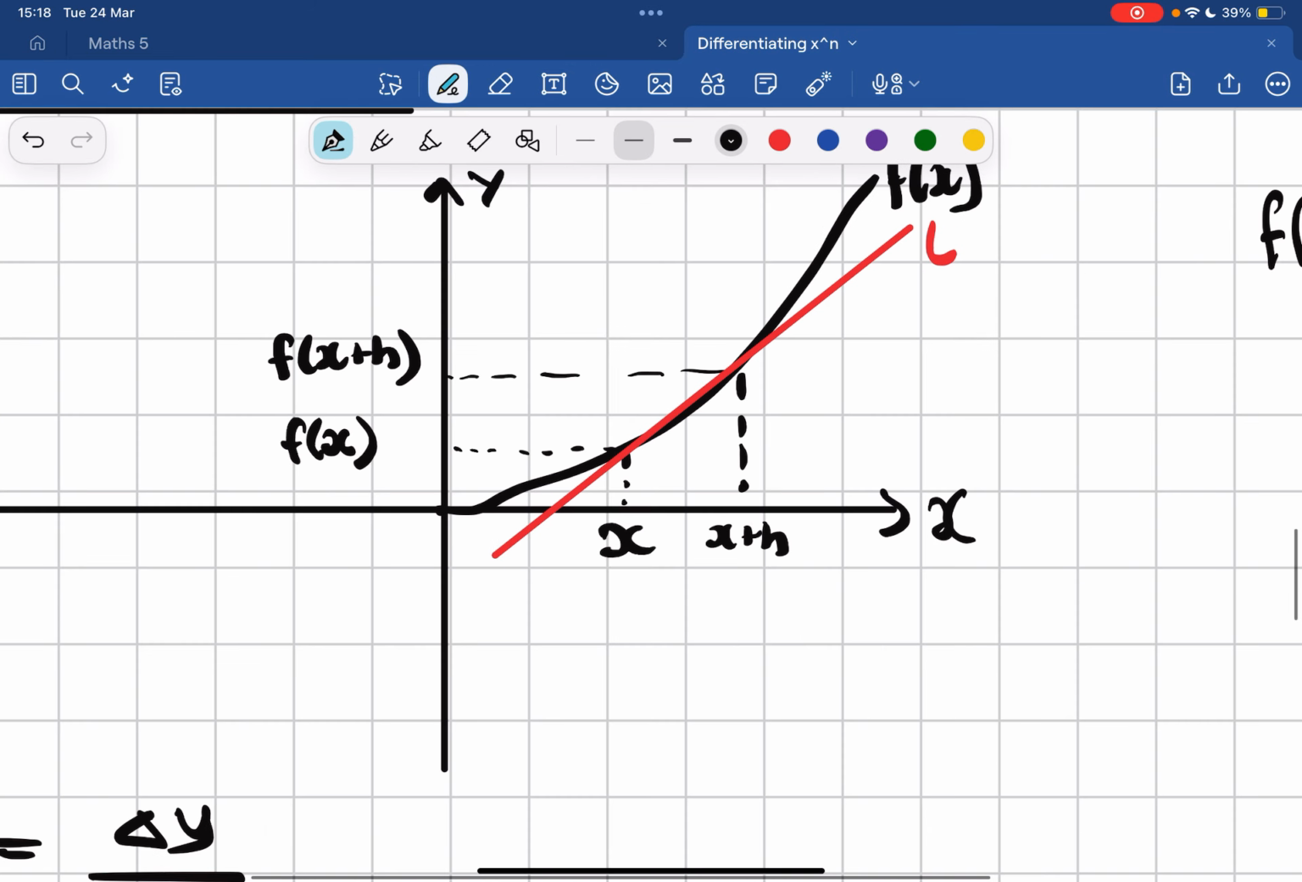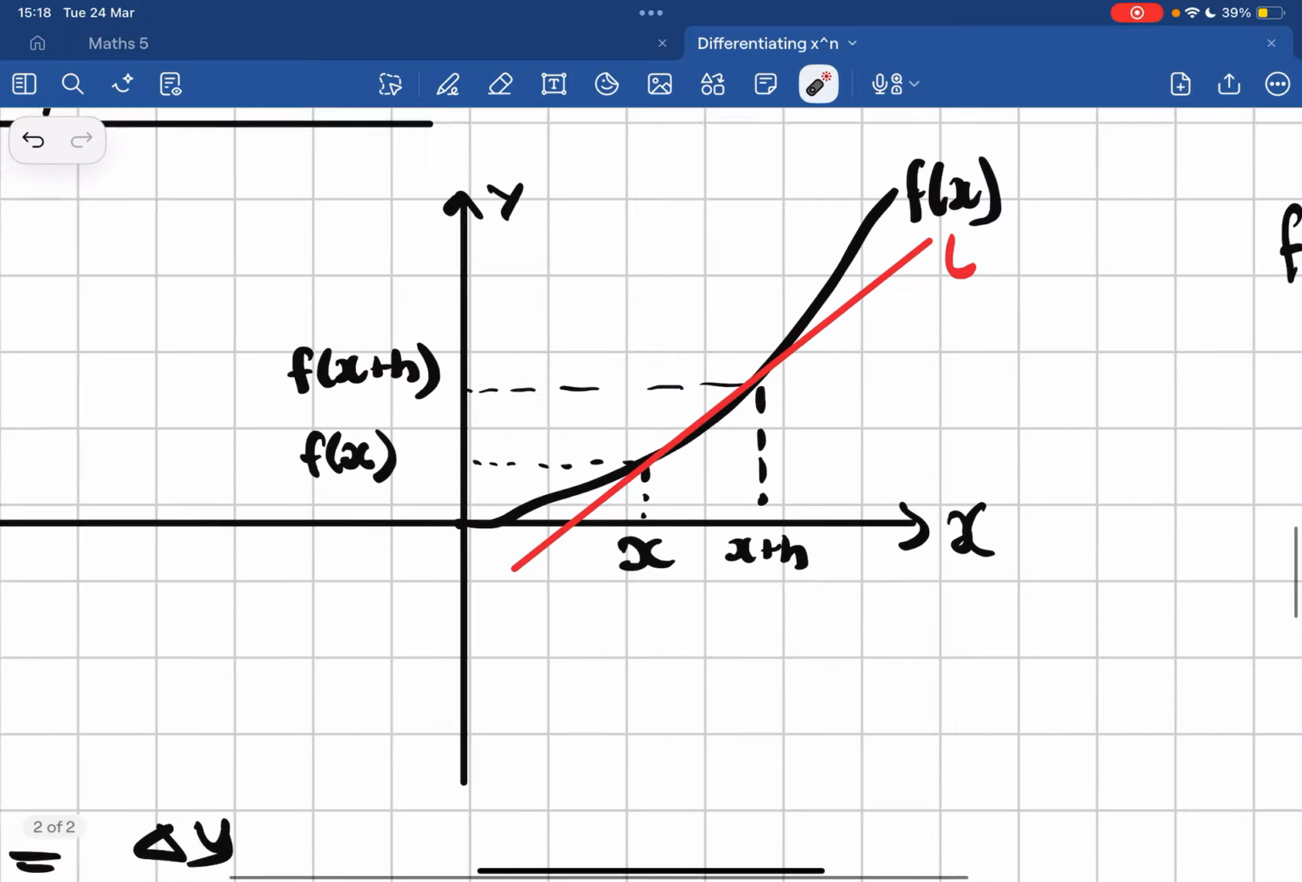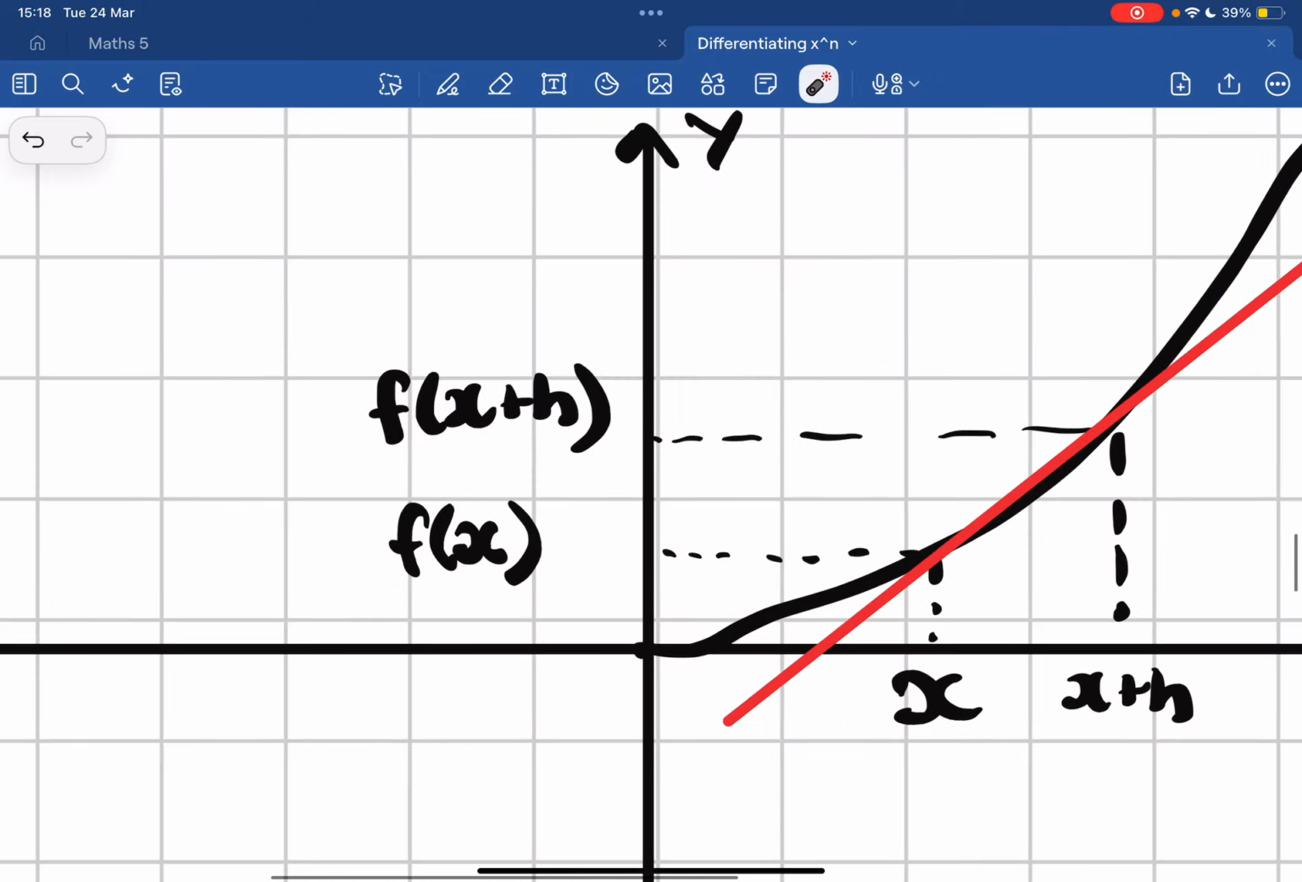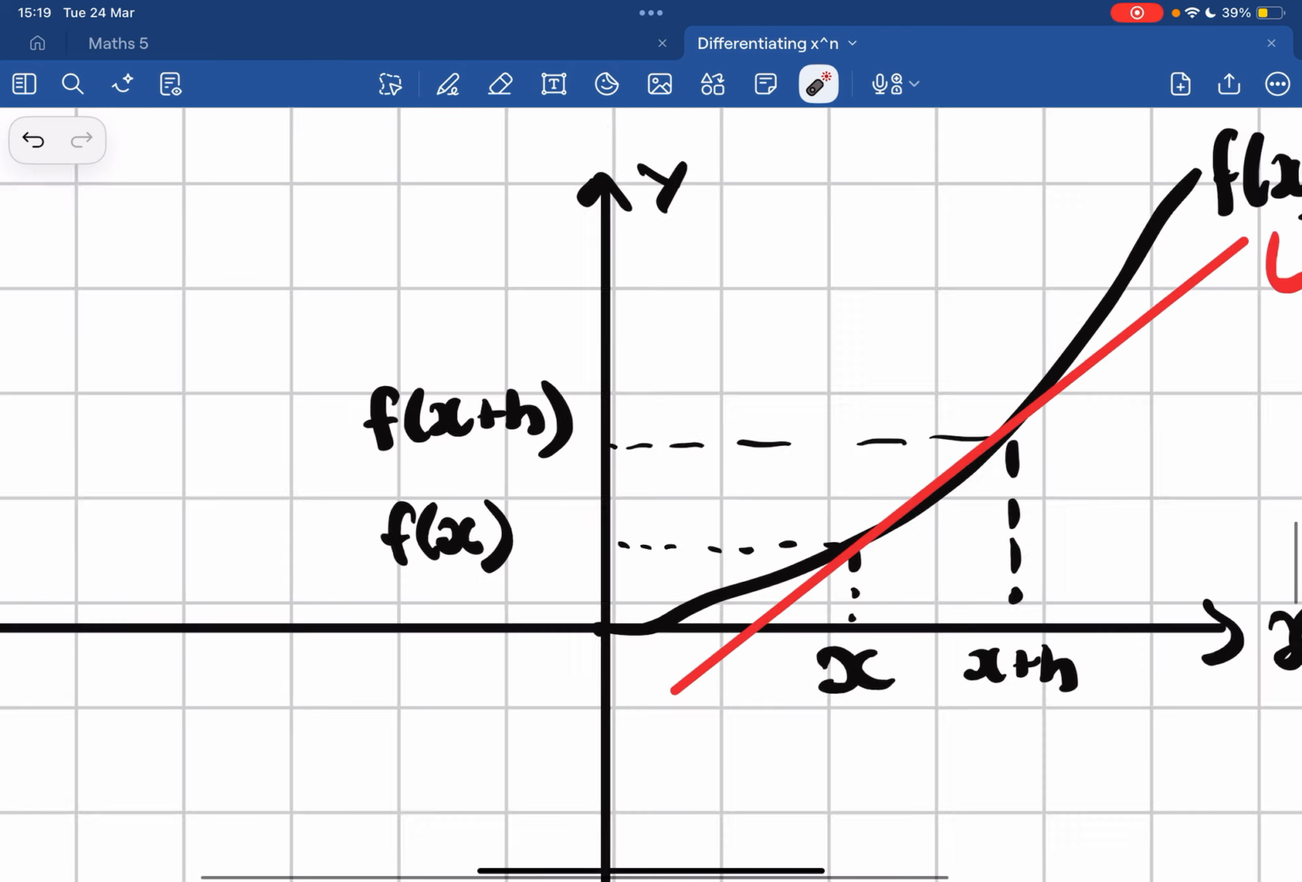Now we want the gradient at just the point x, because we're over here at f of x where x to the n is, and we want to know what the change at this point is. So what we do is we take the limit as h goes to 0, so this point goes here essentially, because x plus 0 is obviously just x, so this point just becomes here.